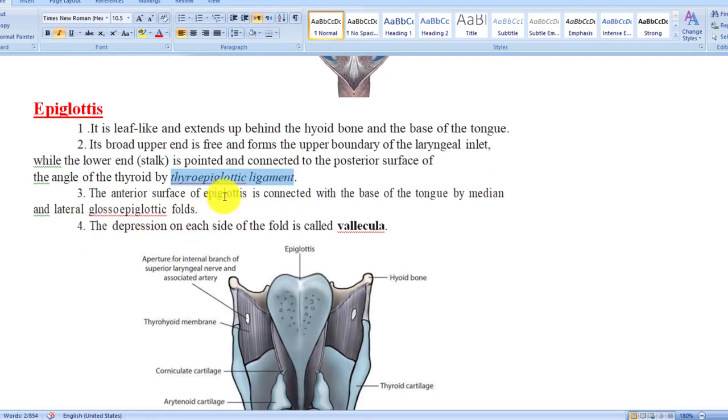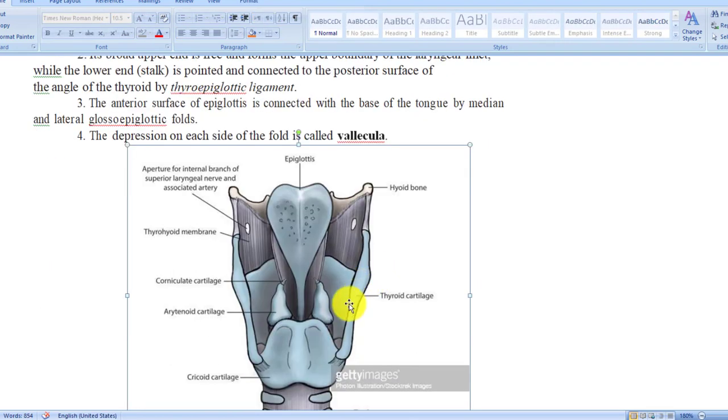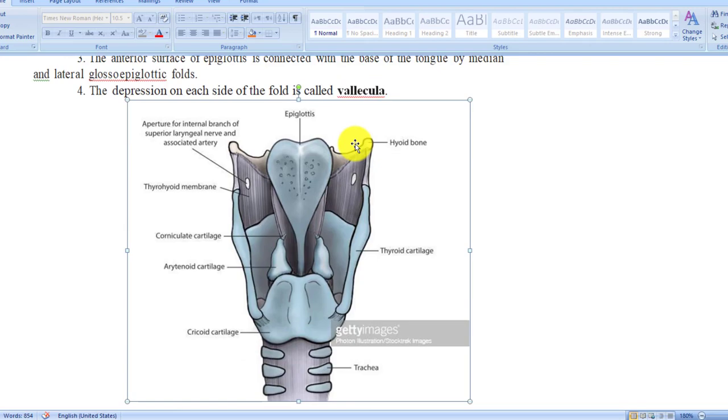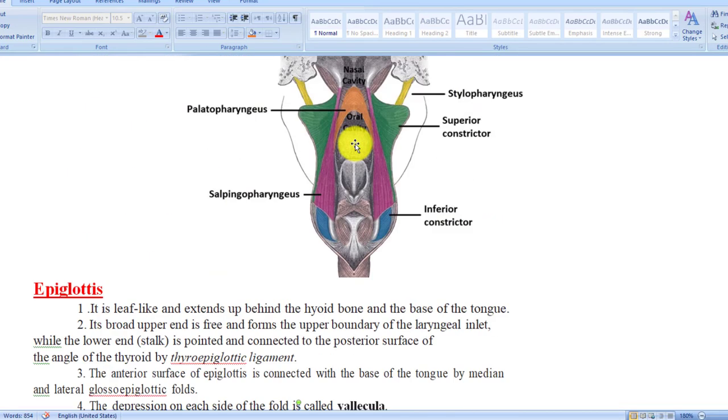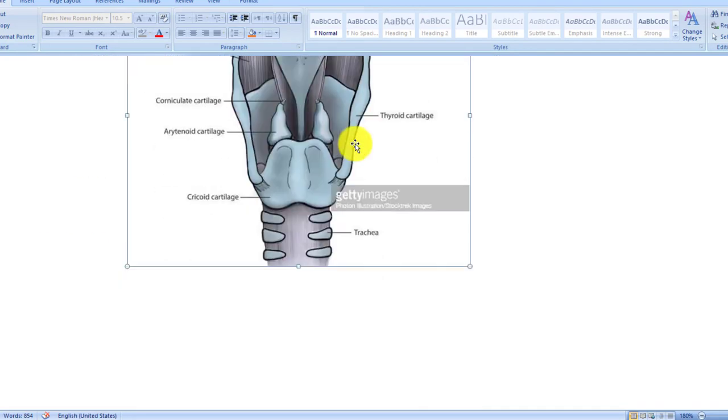Then the anterior surface of the epiglottis is connected with the base of the tongue, okay, by median and lateral glossoepiglottic folds. The depression on each side of the fold are called vallecula, right? So here are certain depressions. So these depressions are called vallecula. So this was just a little bit about the epiglottis, right?